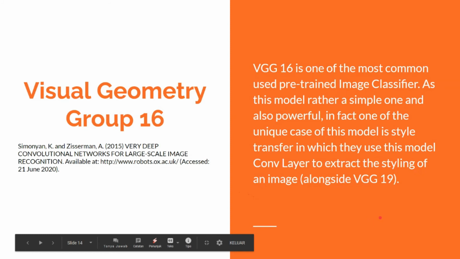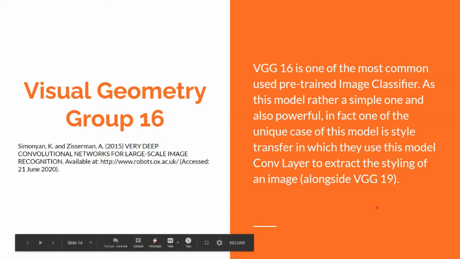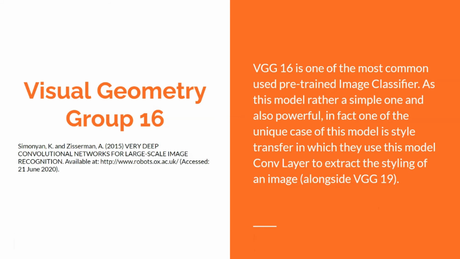So just like what has been mentioned before, we are utilizing transfer learning for this project. Here I will present all of the models that we use in this transfer learning scenario. The first one is VGG16, or Visual Geometry Group 16. VGG16 is one of the most commonly used pre-trained image classifiers, as this model is simple and powerful.